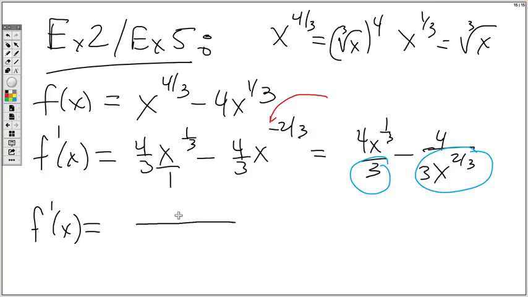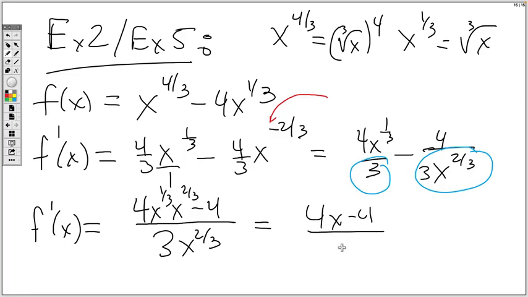X to the 2/3. So this is going to be 3x to the 2/3. Looking at this first fraction, I have the factor of 3. I'm missing the factor of what? X to the 2/3. So I'm going to multiply by x to the 2/3 on that term. Am I missing anything from the common denominator here? No. So this is minus 4. So that's 4x minus 4 over 3x to the 2/3.